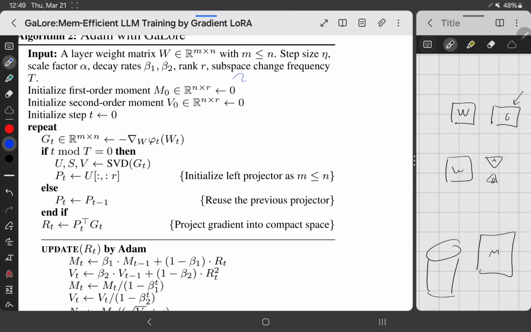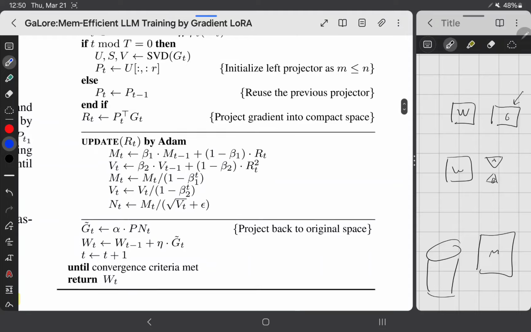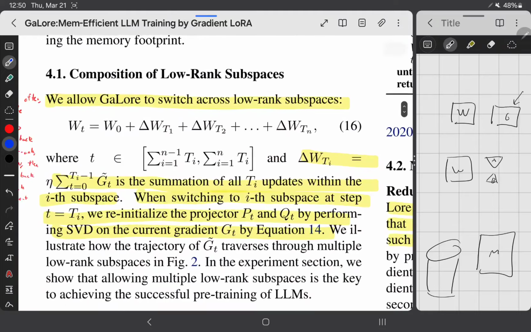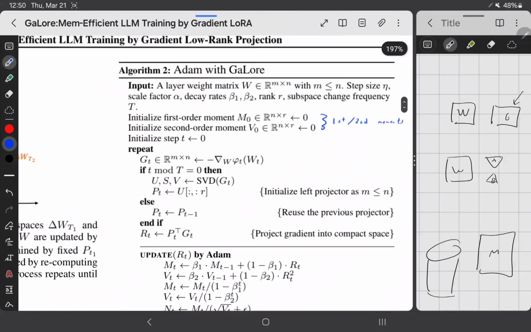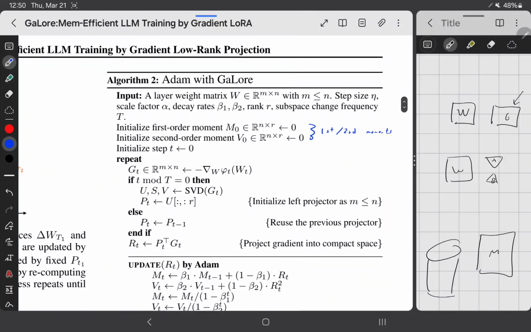So in this case, you initialize your first and second moments to 0, and these are your first and second moments of the weight matrix. Now they have this algorithm here, and well, before I go into the actual algorithm, I should mention some more intuition behind this.